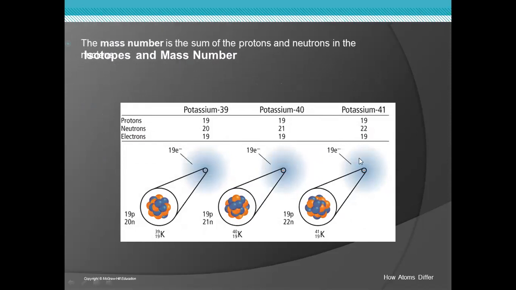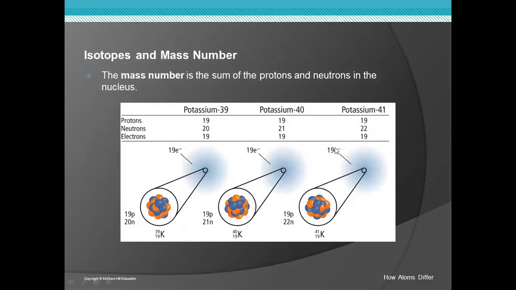Isotopes and mass number. The mass number is the sum of protons and neutrons in the nucleus. So this is potassium, atomic number 19, with mass numbers 39, 40, and 41. So we can observe that the potassium element has 3 isotopes.